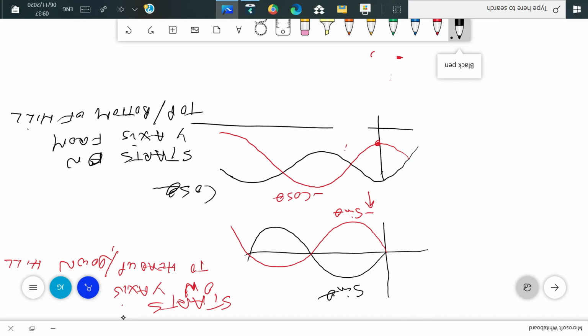So on the cosine, it'll start on the y-axis from the top or the bottom of the hill. Now that's an important little piece. It's not overly important, but it is nice to know that at least you can see things in advance.